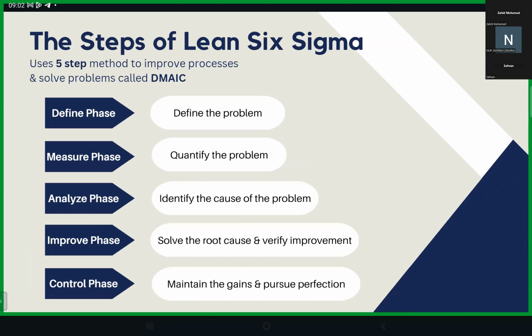So these are the steps of Lean Six Sigma. Lean Six Sigma uses a 5-step method to improve processes and solve problems called DMAIC. D is the define phase, where they define the problem, and then M is the measure phase, where they quantify the problem. Next is A, the analyze phase, to identify the cause of the problem. And for I, the improve phase, solve the root cause and verify improvement. And the last one is C, the control phase, maintain the gains and pursue perfection.